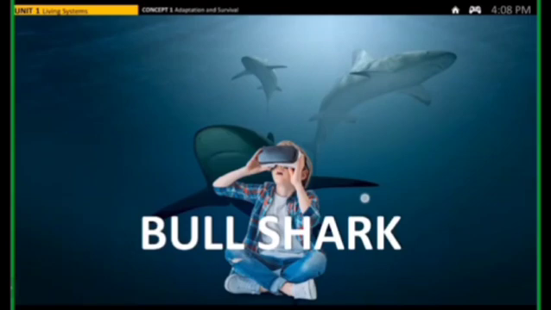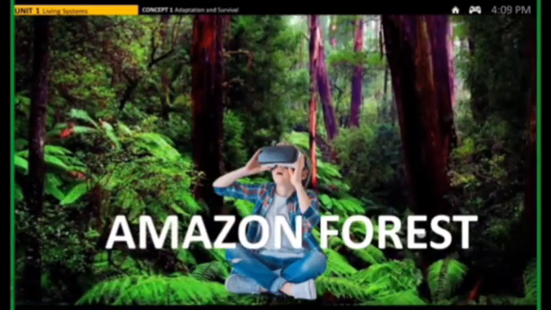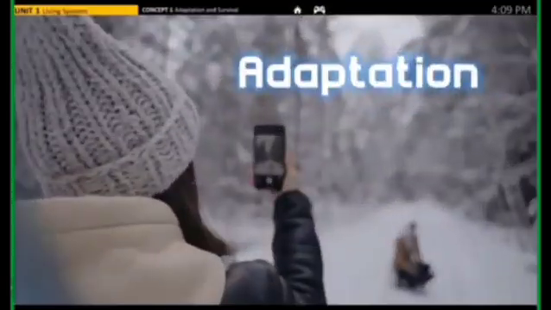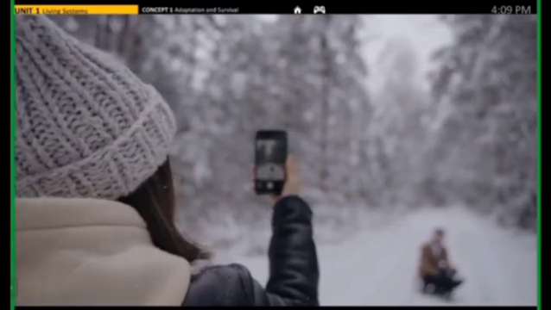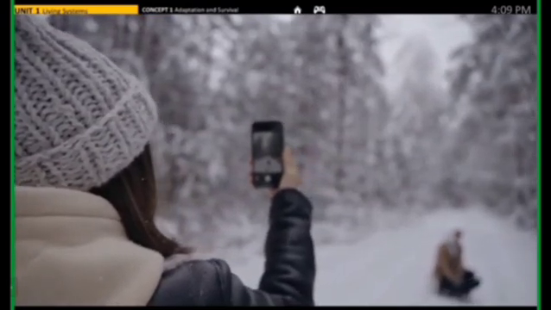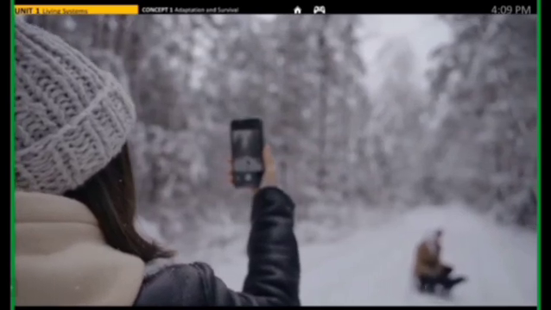This, we learn in science. This is the Amazon forest. A panther chameleon lives in the Amazon forest. All these things help us to understand how living organisms can survive in different places.